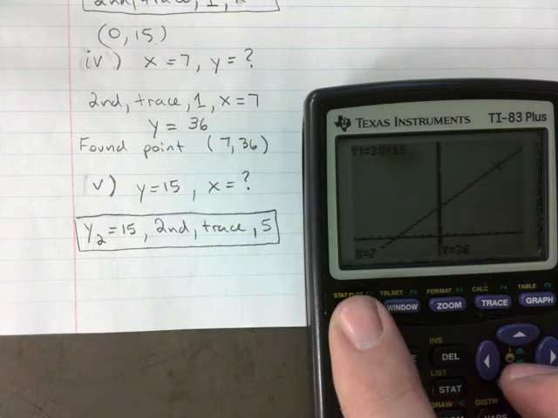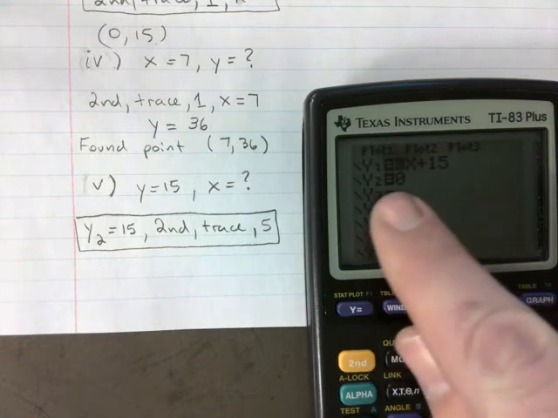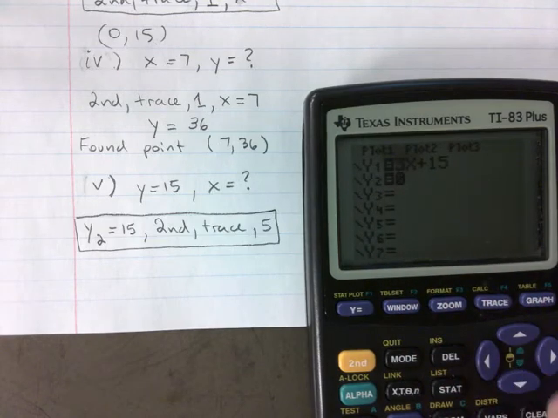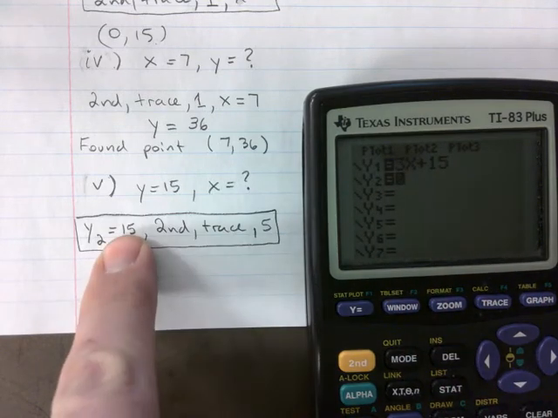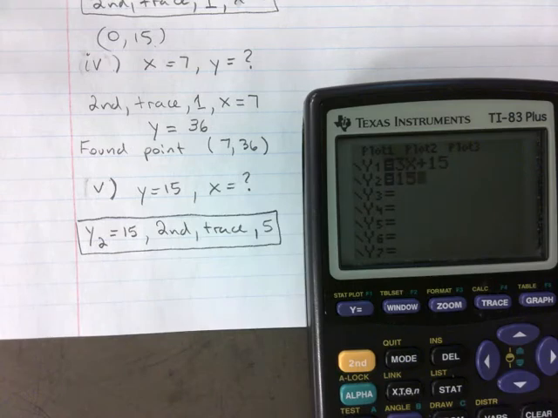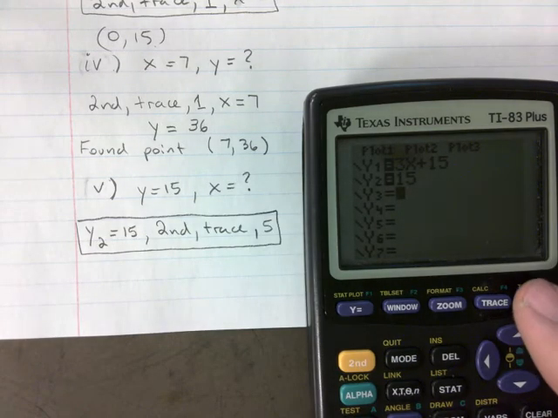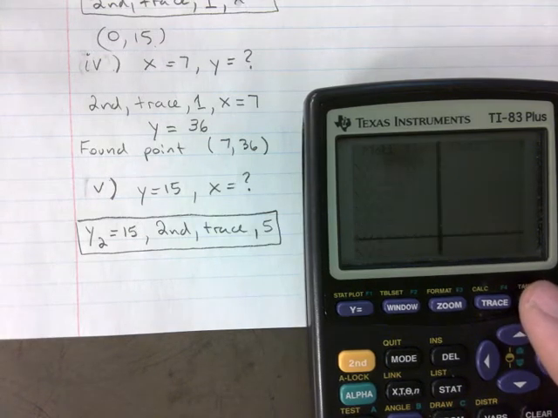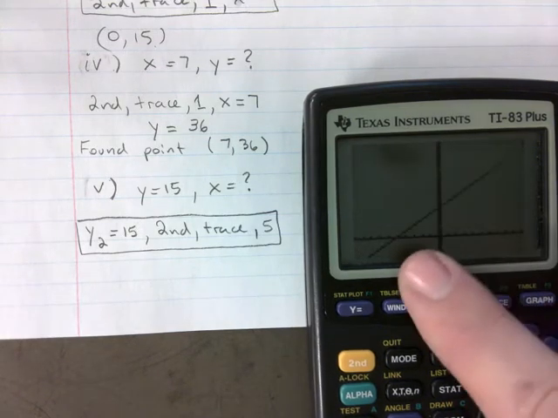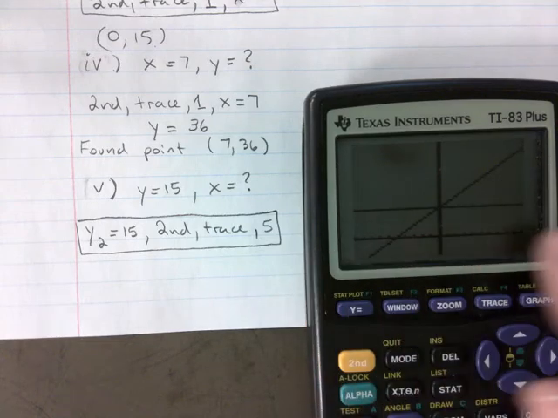Let's press y equals. And you know how y2 is equal to 0? We're going to make that, in this case, 15. Going to draw a horizontal line going through 15. Once you've done that, hit graph. So it's first doing the diagonal, and then it's y2 right there.